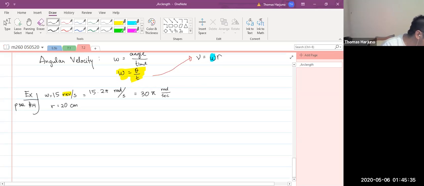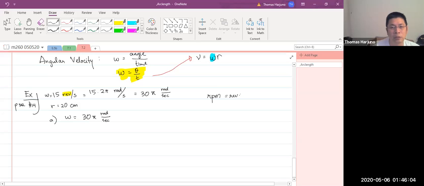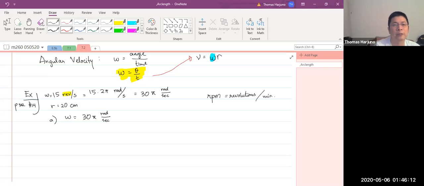Now again, the question part A, what is the angular speed in radians per second? Oh, I answered that already. That's 30 pi radians per second. That's almost always what you will do first when I give you revolutions per second or revolutions per minute. RPM, by the way, stands for revolutions per minute, not radians per minute. Maybe I kind of highlight that.